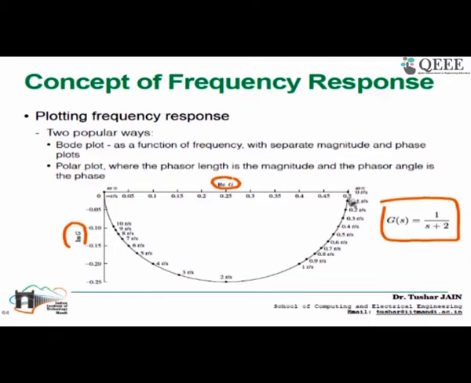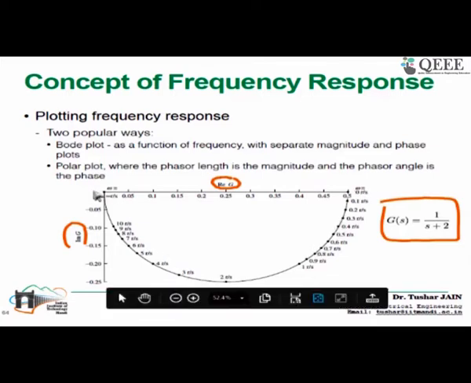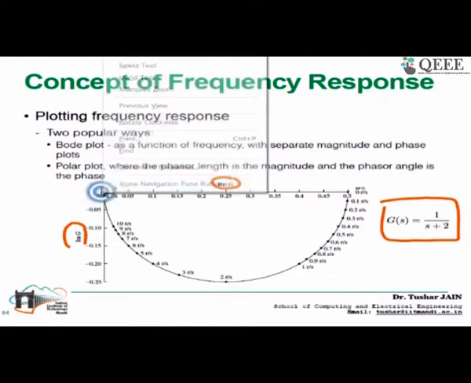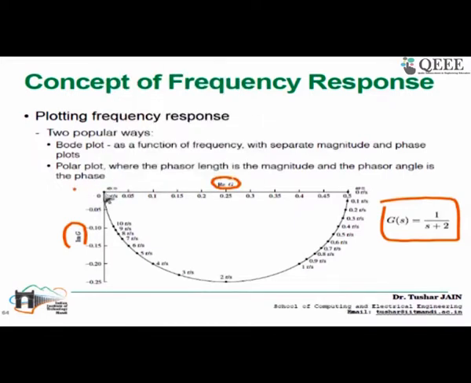Okay, for omega equal to 0 we plot until we get omega equal to infinity. Suppose I'm at this position, I draw a phasor. In this phasor, the information about both the magnitude response and the phase response is inherited. The magnitude of this phasor gives you the magnitude response, and this angle gives you the phase response.